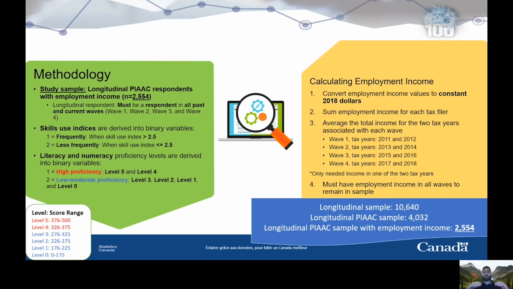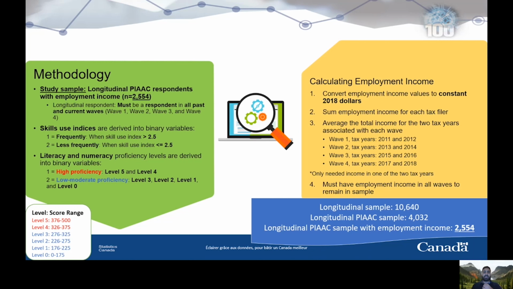Now we take the subset of that, which is the longitudinal PIAAC sample, and those are the longitudinal respondents that have also completed the PIAAC questionnaire. The final sample of 2,554 is the PIAAC sample who have employment income data for all waves. Let's go back to the green shape over here. Just to recall, the study sample is the longitudinal PIAAC respondents with employment income in all waves.